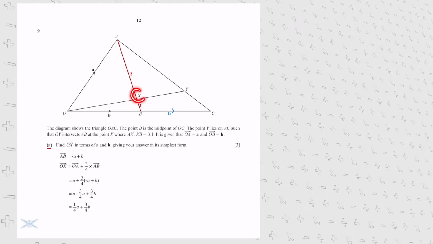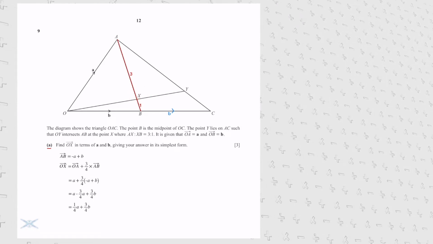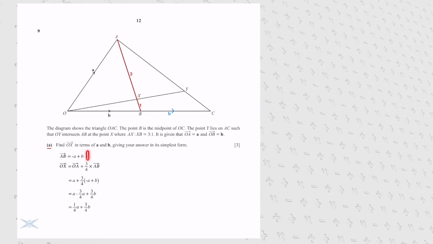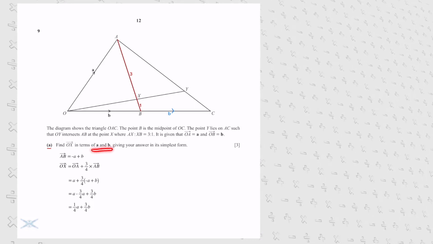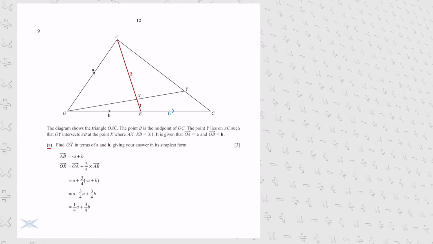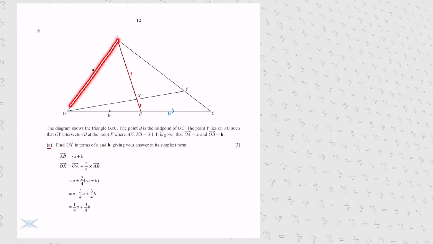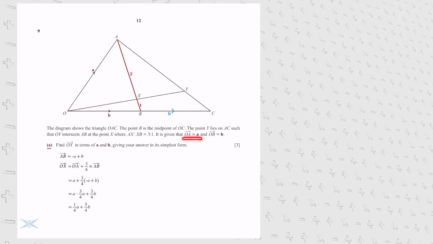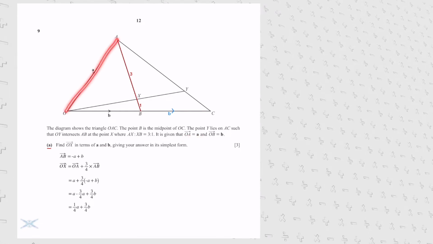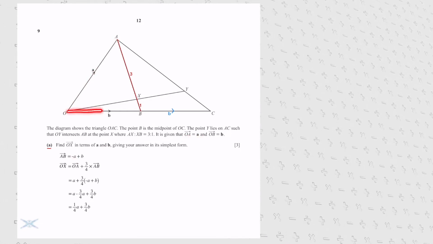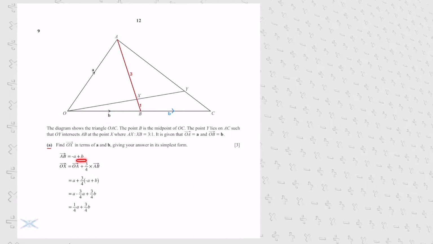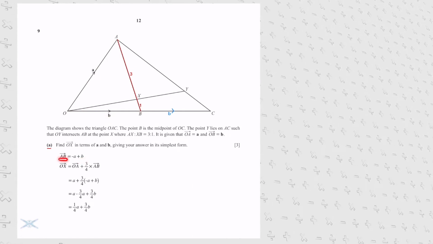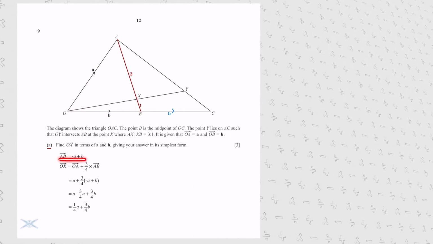Since X is located on the line AB, we will first take a look at how to represent the vector AB in terms of A and B. To get from A to B, we just travel from A to O and from O to B. Since the vector OA is represented by A, the opposite direction from A to O is thus represented by negative A, and OB can simply be replaced with B. Thus our vector AB can be represented by the expression negative A plus B.